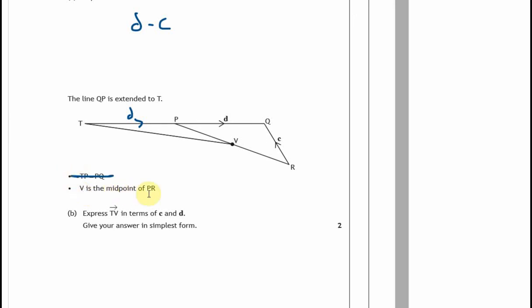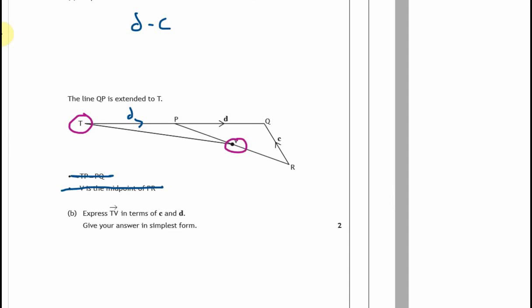V is the midpoint of PR. So all that means is it's halfway down. Okay, so let's remember, well, we can see that, so I'm just going to scroll that out. I like to just know I've acknowledged information and get rid of it. Okay. Express TV in terms of C and D. So we want to go from T, we want to get to V. And the only vectors we know are C and D.